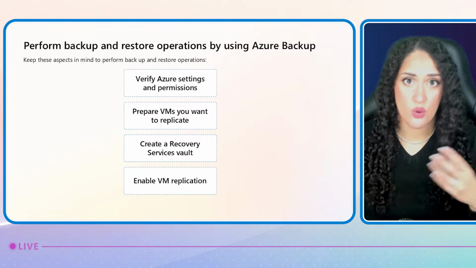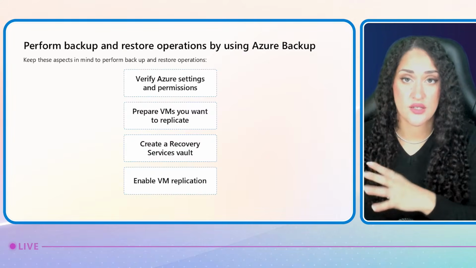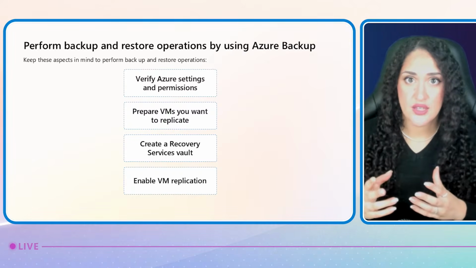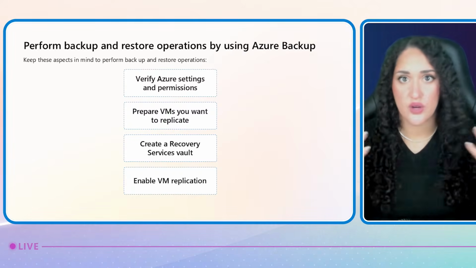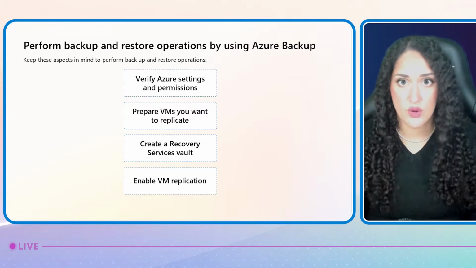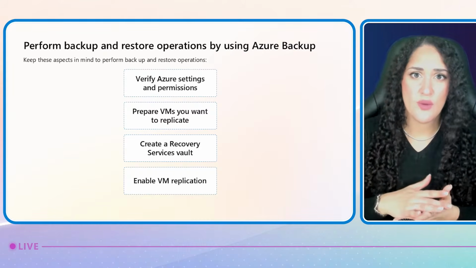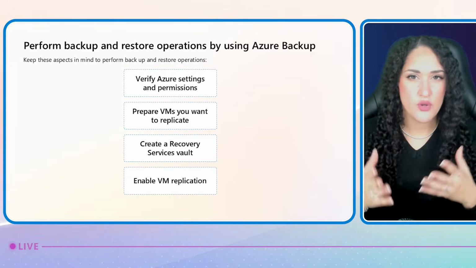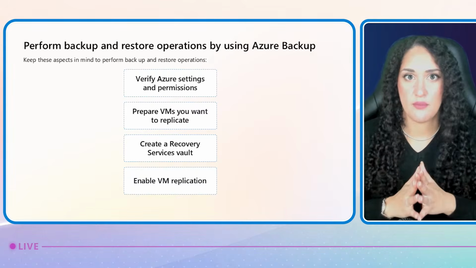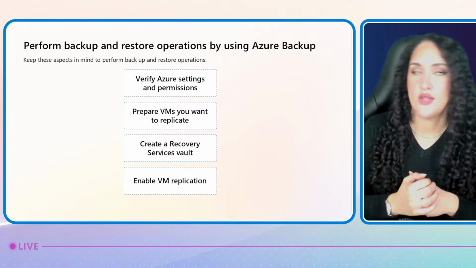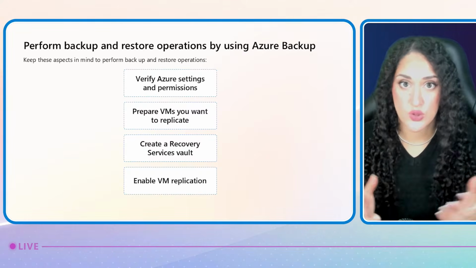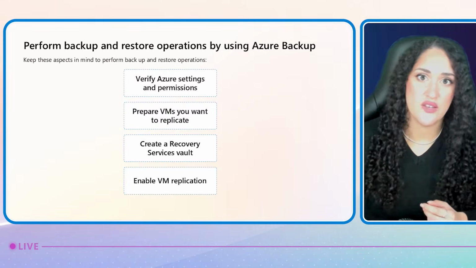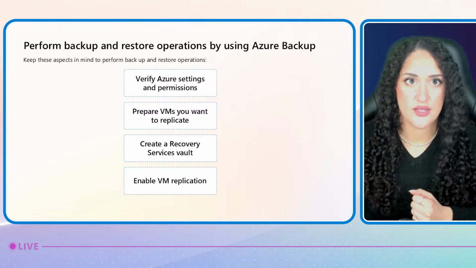Performing backup and restore operations follows a clear process, so make sure you know what that is for the exam. Verify Azure settings and permissions, prepare the VM, create a recovery services vault, then enable VM replication. For the exam, you might get a scenario and need to troubleshoot based on these steps. Remember to review additional tasks, for example, checking admin permissions, ensuring sufficient resources in the target region, and verifying VMs have outbound connectivity and current root certificates.